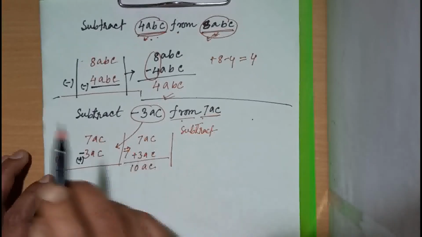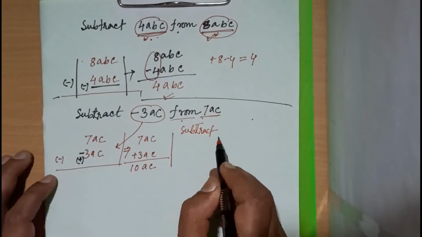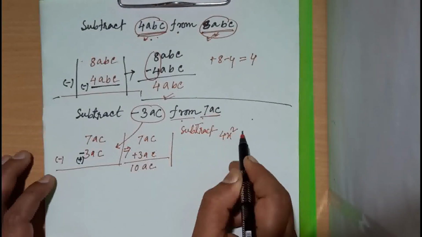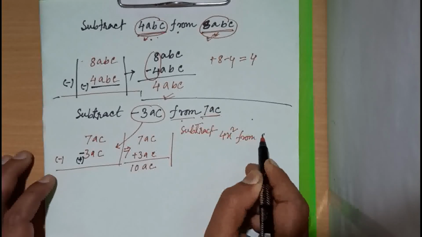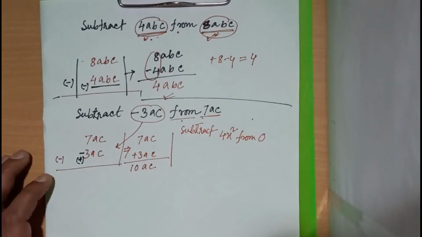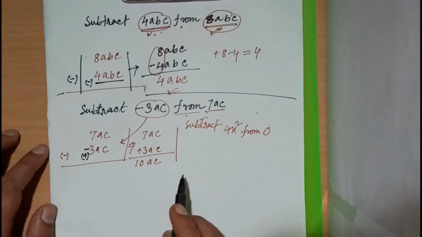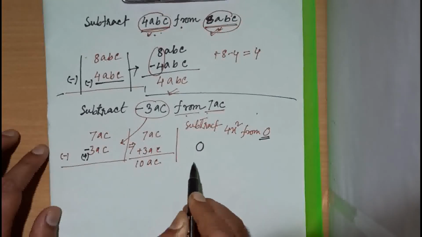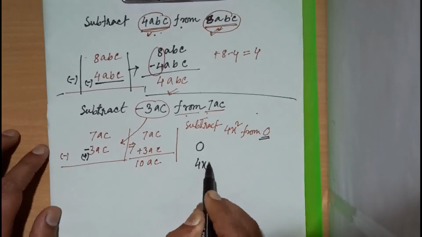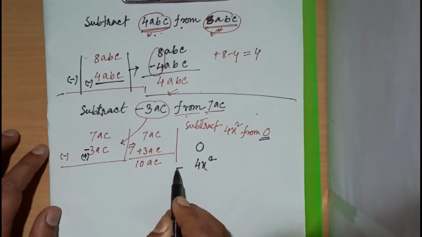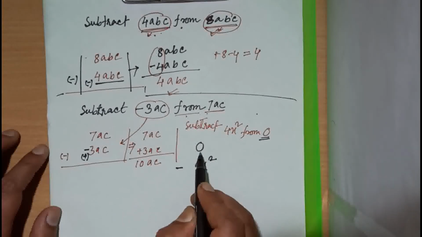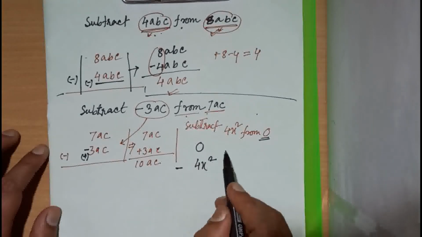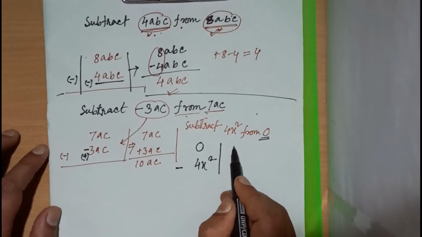Let me take another example. Subtract 4x square from 0. Now similarly we'll write 0 first and then we'll write 4x square. Now we'll subtract, but as you know, 0 is not a like term. We have to make it a like term. How can you make this 0 a like term?